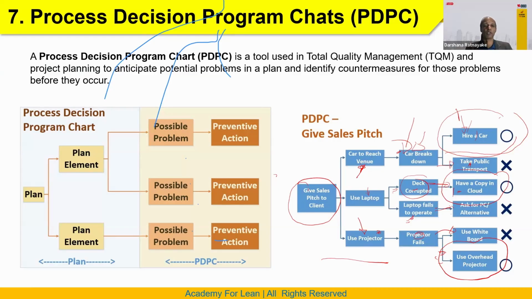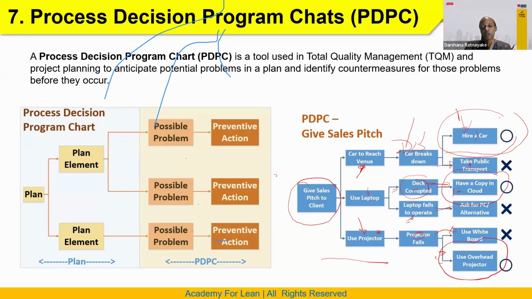Anything happens, we have a solution. So we can go to that place and execute the plan. If anything happens, no need to panic because we are ready for the problems. So we can do it very smoothly. This is called the process decision program chart, PDPC. And this is another tool of TQM. And these are the 7 tools that we discussed in TQM. These are called the 7 TQM tools.